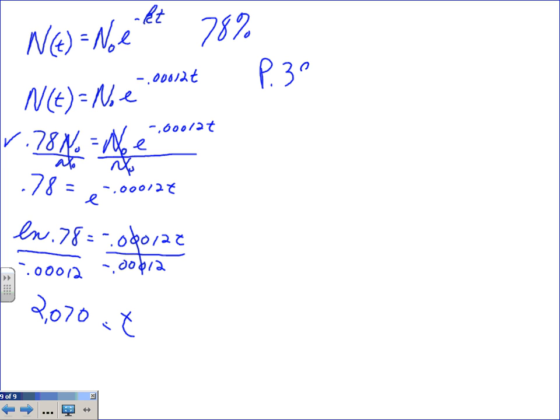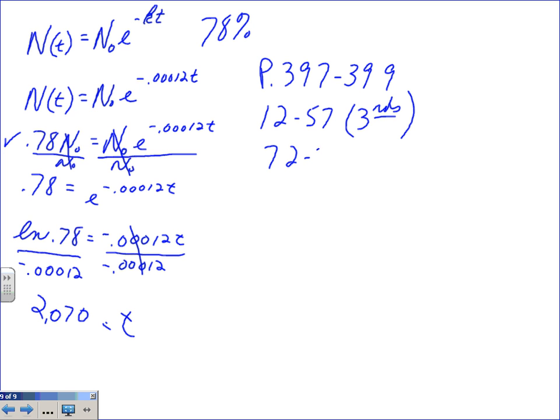Page 397, 399, 12 through 57 thirds, and I've got one more thing to show you. And then 72 to 79 all. One more quick thing to tell you.